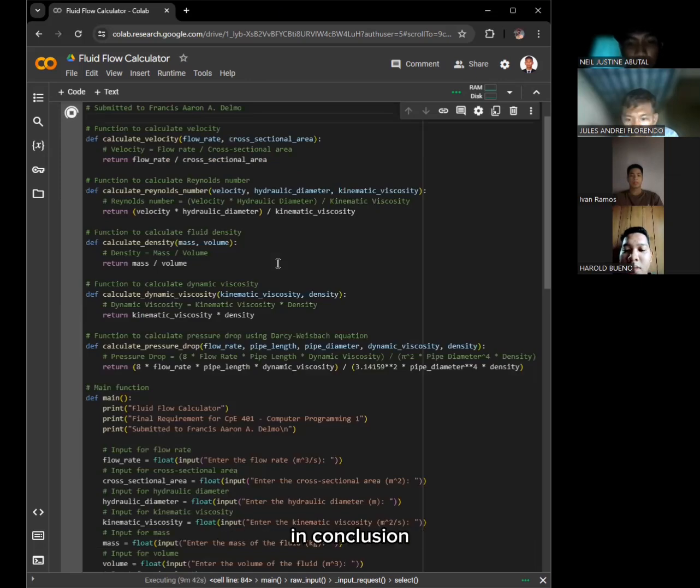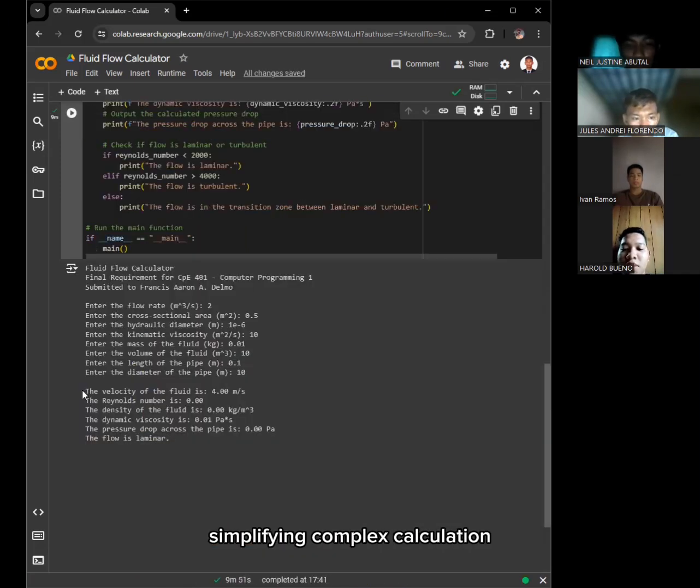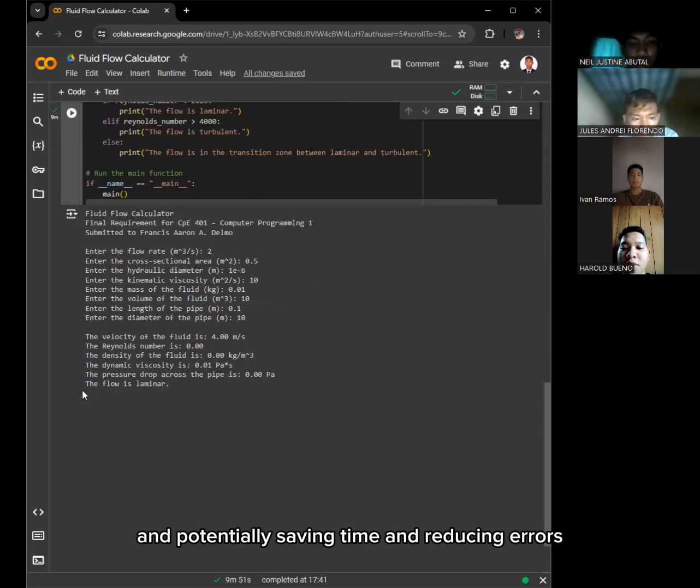In conclusion, our fluid flow calculator provides a valuable tool for engineers and scientists, simplifying complex calculations and potentially saving time and reducing errors. Moving forward, we envision several enhancements. In the future, we could add features like these.